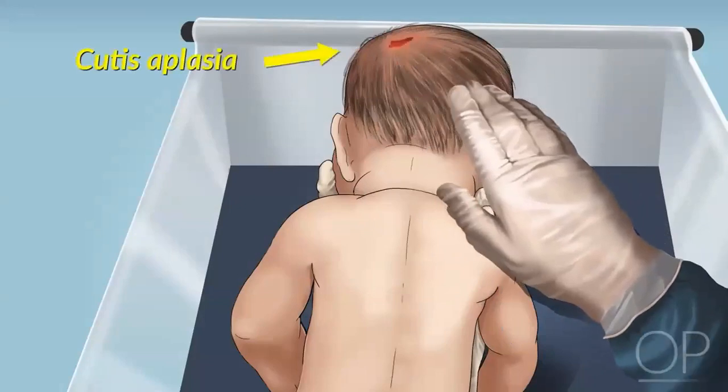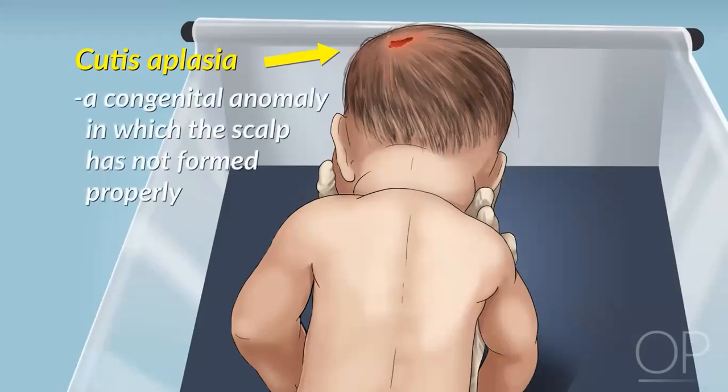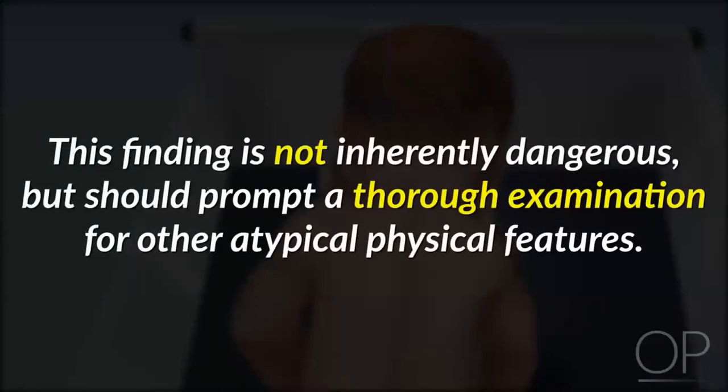Finally, run your fingers over the skin of the infant's scalp. If you feel any areas where the skin is missing or has an unusual texture, it may be a sign of cutis aplasia, a congenital anomaly in which the scalp has not formed properly. This finding is not inherently dangerous, but should prompt a thorough examination for other atypical physical features.